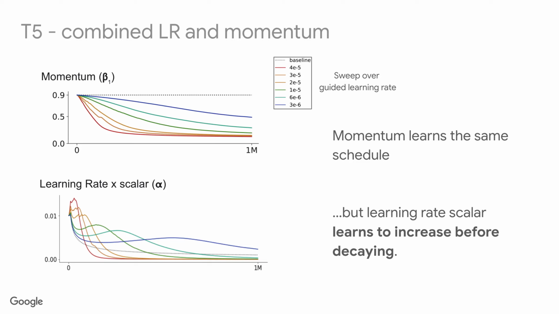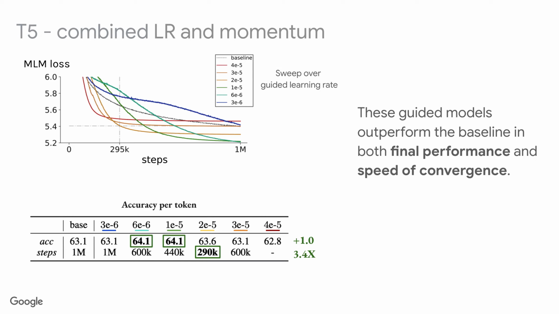However, when we learn the momentum and learning rate scalar at the same time, again running a sweep over meta-optimizer learning rate, we observe a new phenomenon. The momentum learns a similar decaying schedule, but the learning rate scalar now grows at the start of training before decaying later on. This is not consistent with the degeneracy predicted by the short horizon bias. And when we look at performance, we see that many of these models outperform the baseline in terms of final performance and steps to converge to the same performance. We get a +1 accuracy point boost on the dev set and a 3.4 times speed up compared to the baseline.